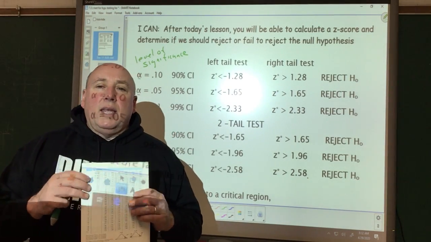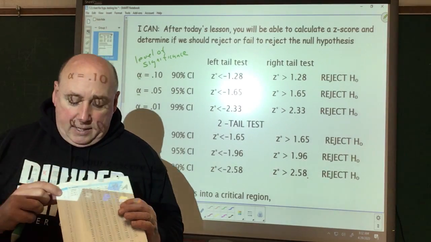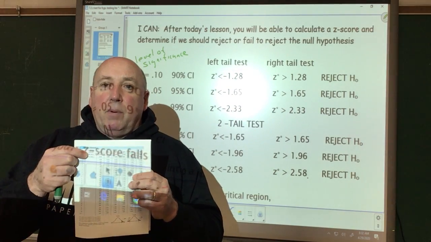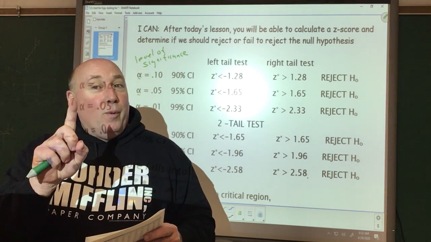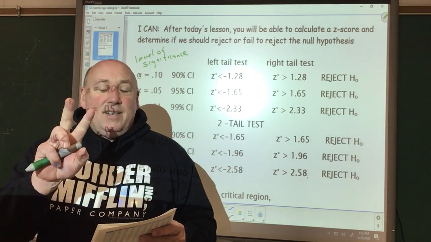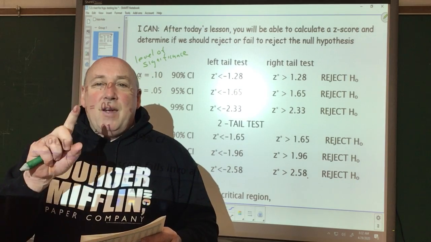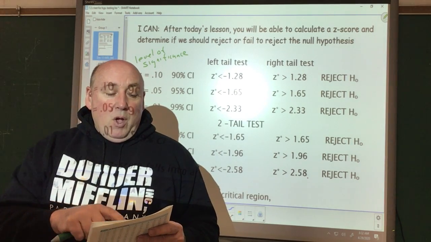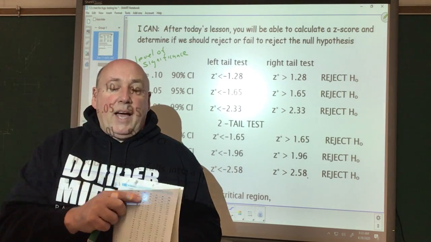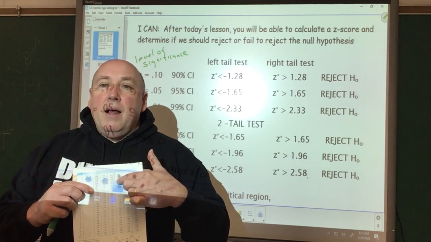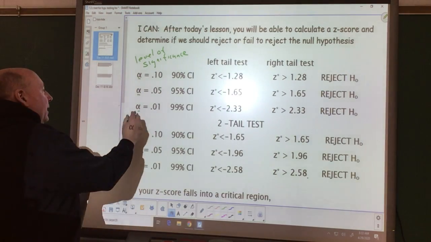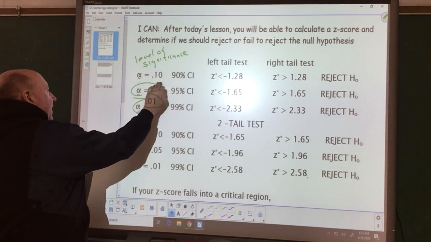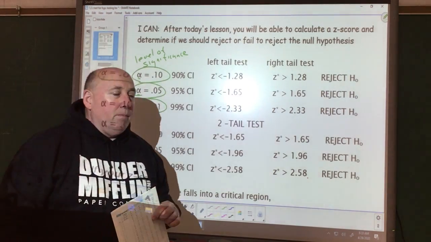But if we look at the next two lines, right below the confidence interval, what you see is a one-tail test and a two-tail test. You also see the values that go across the top. These are your alpha values. And these alpha values will be given to you within the problem.